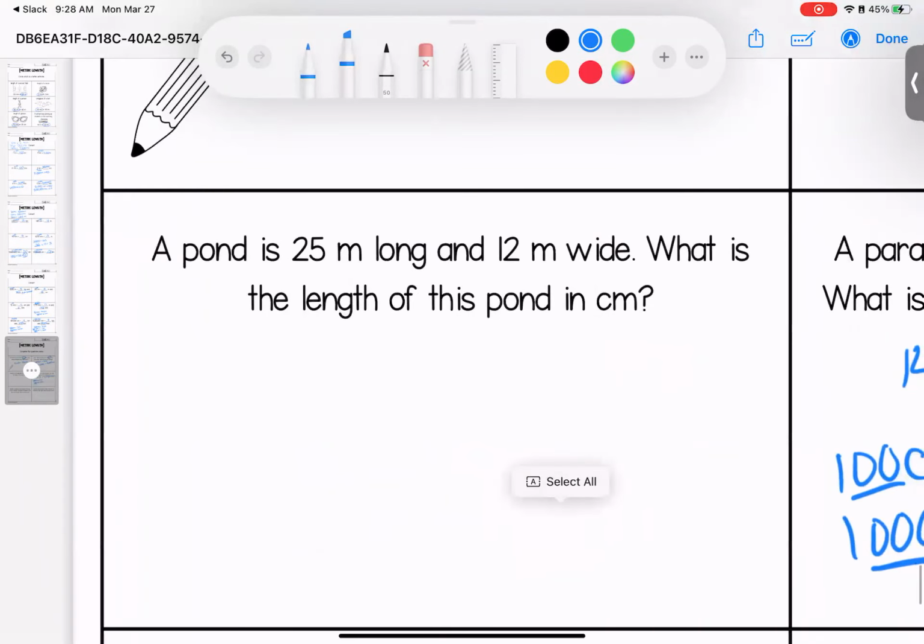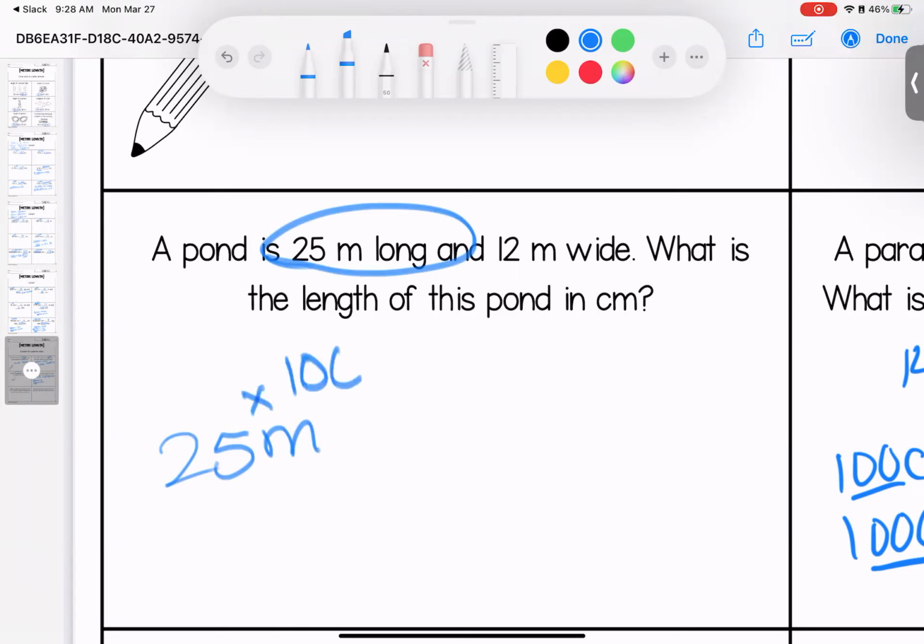All right, a pond is 25 meters long and 12 meters wide. What is the length of this pond in centimeters? So don't get tricked. I gave you length and width, but I only wanted you to convert the length. 25 meters to centimeters. I am going to multiply by 100. That means I add 2 zeros, 2,500 centimeters.